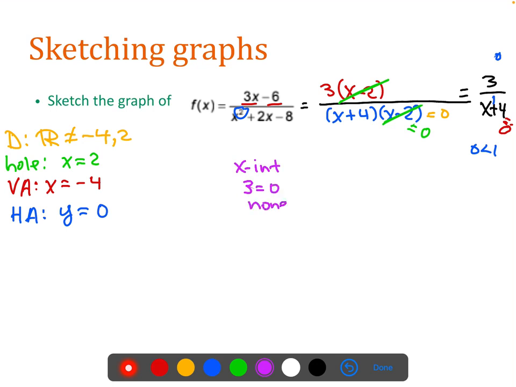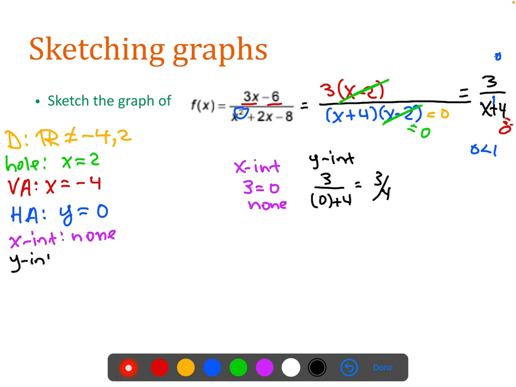Then we've got to do x-intercepts. So for the x-intercept, you set the top equal to 0. Remember we said there was none. So there is no x-intercept. And then the y-intercept, remember we set 0 in for all the x's. So the y-intercept was at (0, 3/4).